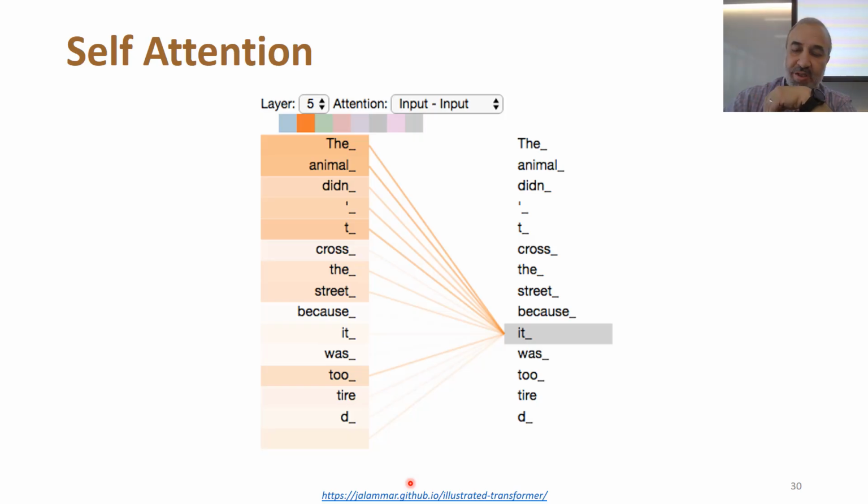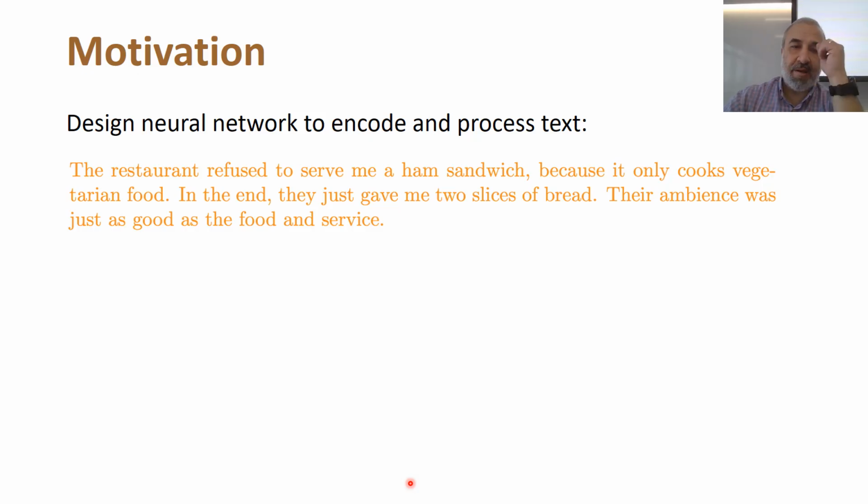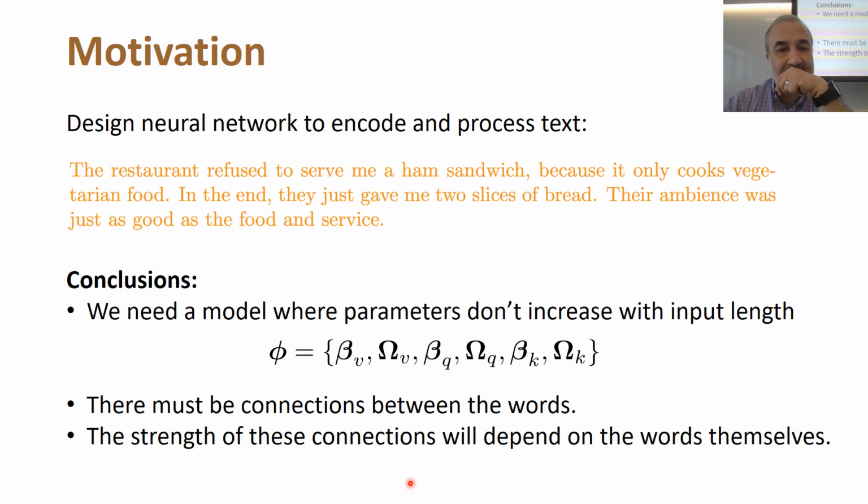Okay, so this is an example of self-attention. And now, just to give you the whole picture, we started with the goal of designing a model to encode and process text, and eventually we got a model that has parameters that don't increase with the input length, and also generates connections between the words, and the strength of these connections depends on the words themselves. So we have connections, or attention weights, between every word and all the words in the text.